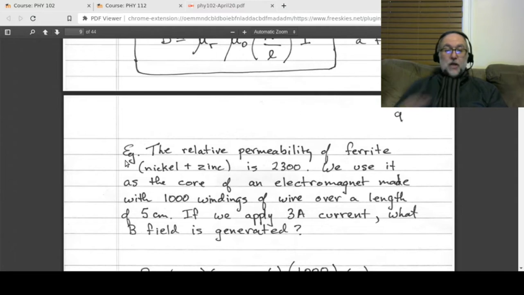So we're going to use it as a core in an electromagnet made with 1,000 windings of wire over a length of 5 centimeters. Our solenoid's only 5 centimeters long, and we have 1,000 windings of wire around there. When you make these things, you don't have to do it uniformly. You could go over them back and forth, like you could have several layers of windings, as long as they're all turning in the same direction. And then we're going to put 3 amps of current through this wire, and I want to know how much of a magnetic field this generates.